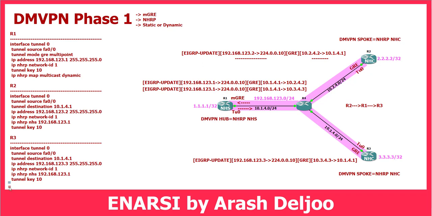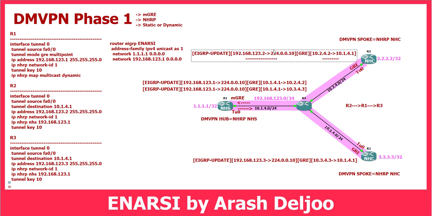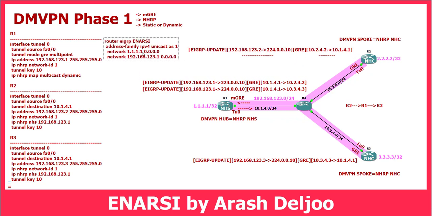All right, now let me configure EIGRP. For example, on router 1, first let me configure router eigrp NRC. I want to configure EIGRP with the named mode. After that, here we should configure address-family ipv4 unicast autonomous-system 1, and here we will configure network quad 1, quad 0, and then a network, for example, 192.168.123.1 quad 0.